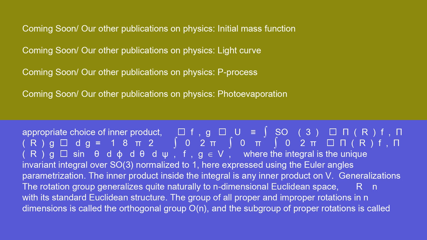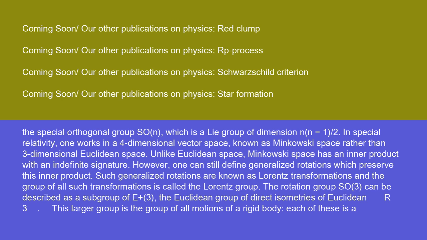Generalizations. The rotation group generalizes quite naturally to n-dimensional Euclidean space, R^n, with its standard Euclidean structure. The group of all proper and improper rotations in n dimensions is called the orthogonal group O(n), and the subgroup of proper rotations is called the special orthogonal group SO(n), which is a Lie group of dimension n(n-1)/2.